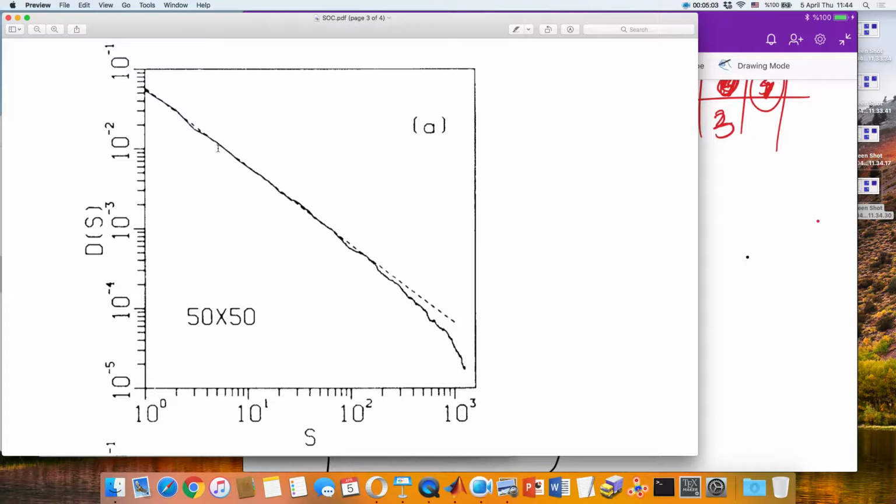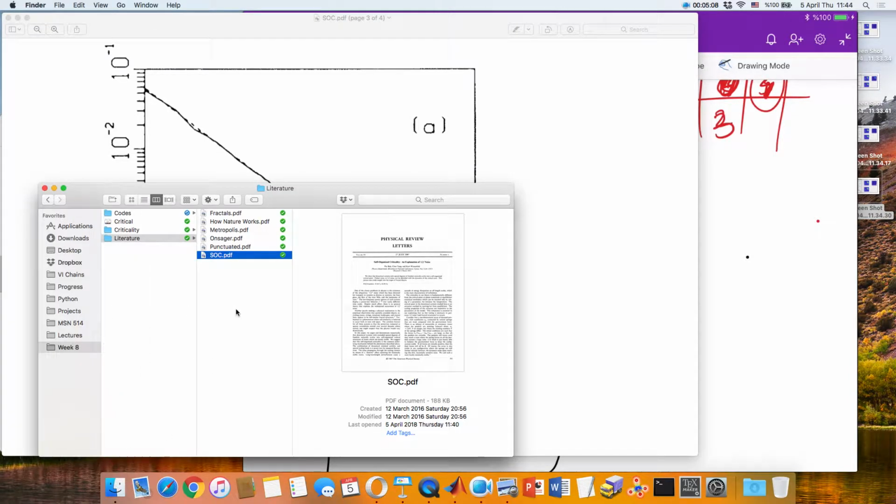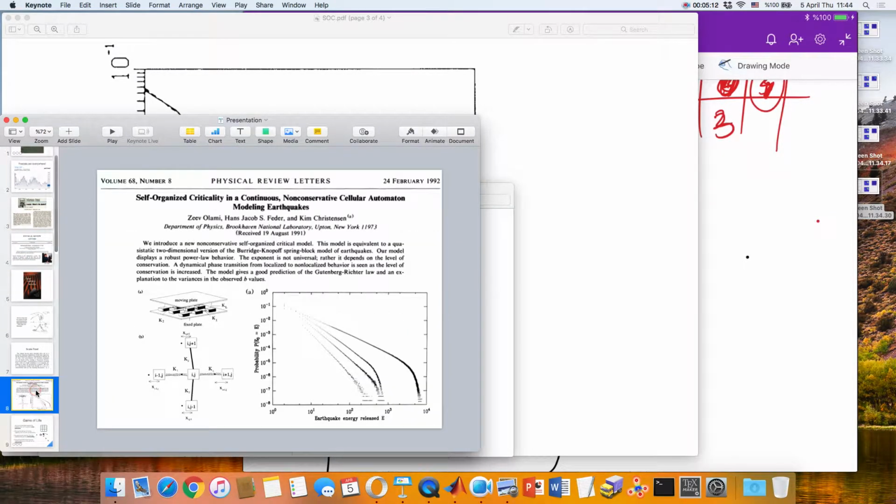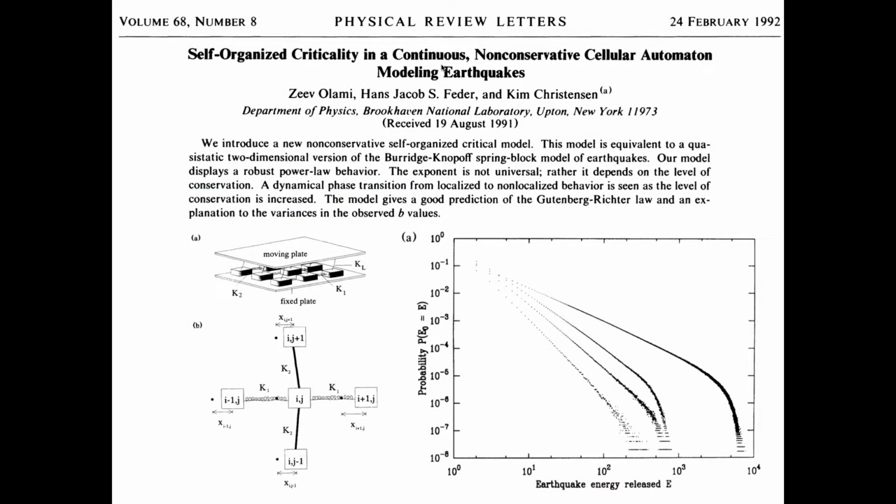earthquakes, right? If you don't see that, maybe I have a paper here. Maybe you can read this paper. Self-organized criticality in a continuous non-conservative cellular automaton modeling earthquakes. Year 1991. Okay, so this concept is used in many places.